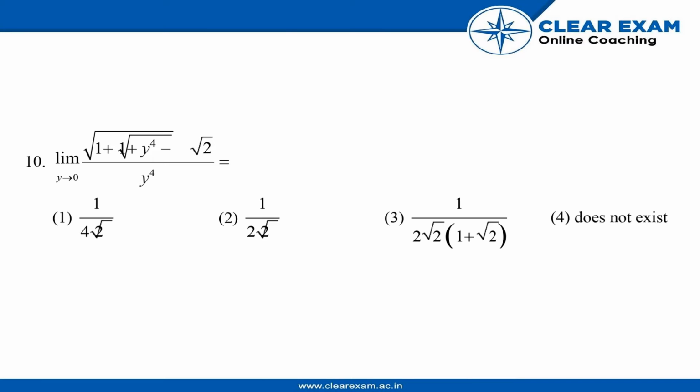The problem we have been given here is the limit as y tends to 0 of the square root of 1 plus y to the power 4. Pardon me, that 1 is not outside the square root; it is actually under the root of 1 plus y to the power 4, and after this term it is minus root 2, all upon y to the power 4. So let's have a look at the solution.